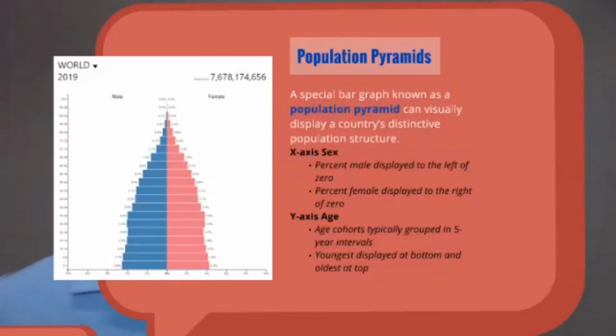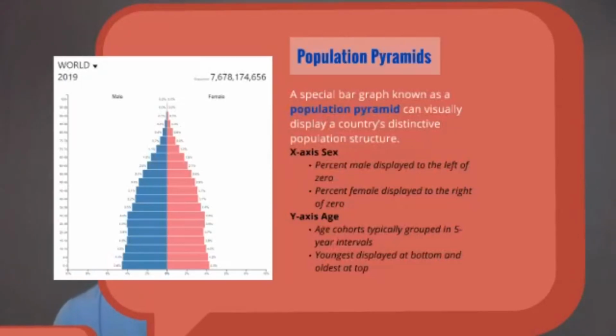Whenever we look at it, we see that the x-axis is representing the sex of the population. That's the percent of male displayed on the left, and then the percent of female displayed on the right. We can always see that in blue is male and red is female. So male left, female right. That is the x-axis. The y-axis is showing us the ages of the people. They typically break those down into 5-year intervals, like 0 to 4, 5 to 9, and so forth. The youngest is displayed at the bottom with the oldest at the top.